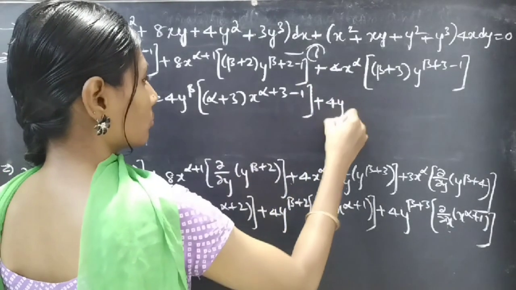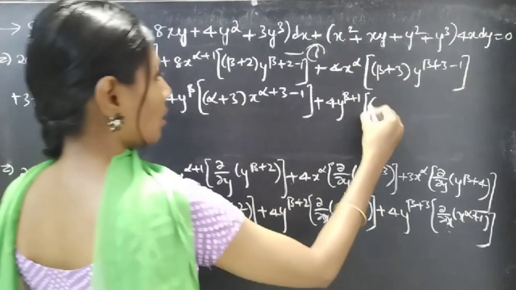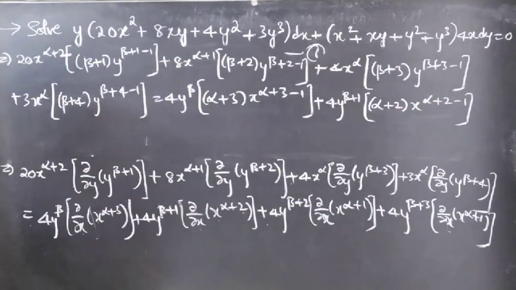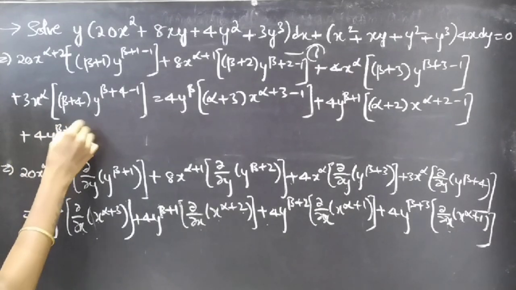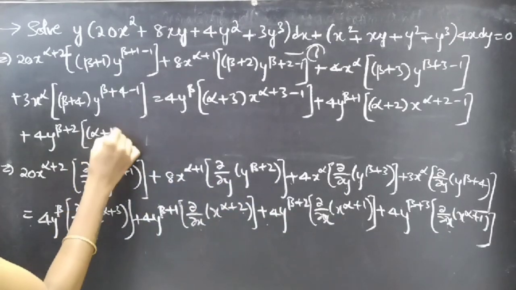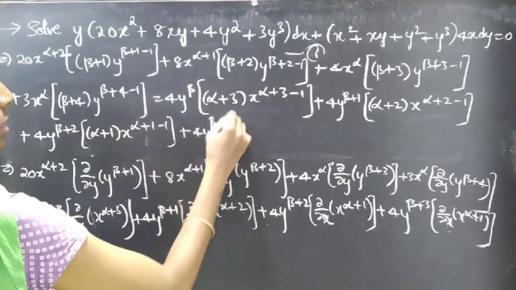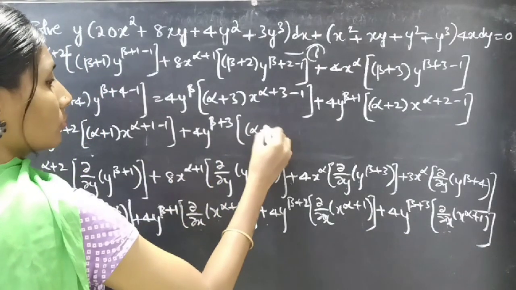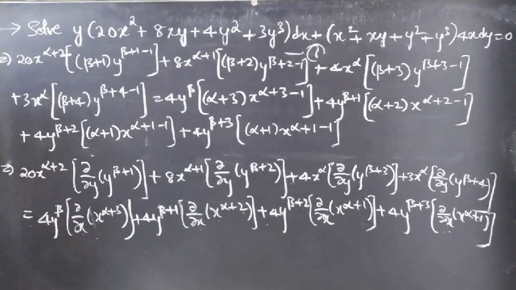power (beta+1) into the partial derivative of x^(alpha+2) with respect to x, which is (alpha+2) into x^(alpha+2-1), plus 4y^(beta+2) into the partial derivative of x^(alpha+1) with respect to x, which is (alpha+1) into x^(alpha+1-1), plus 4y^(beta+3) into the partial derivative of x^(alpha+1) with respect to x, which is (alpha+1) into x^(alpha+1-1).